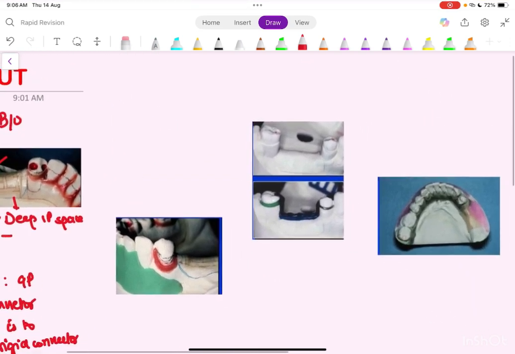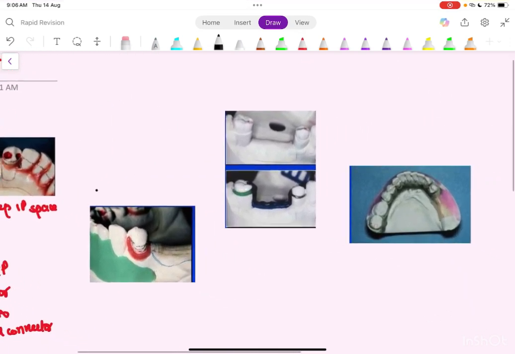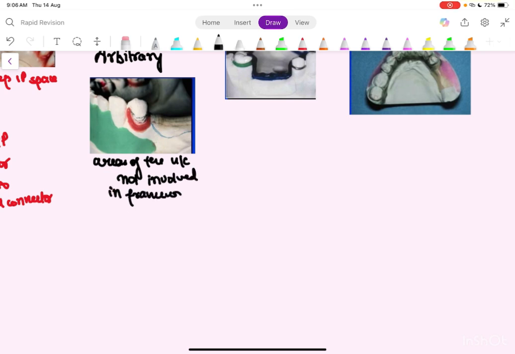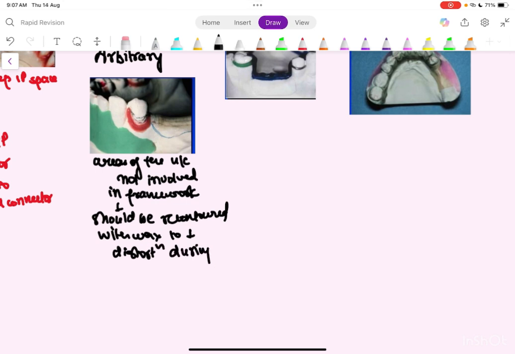Now we'll talk about this one. Now this is an arbitrary blockout. So arbitrary blockout is given at all the places or areas of undercut not involved in the framework. Now these should be recontoured with wax to decrease distortion during duplication.